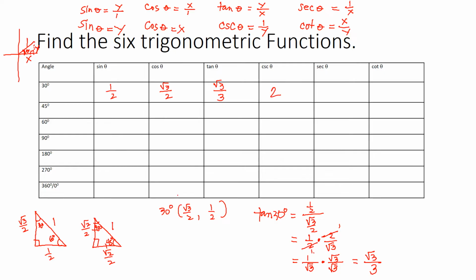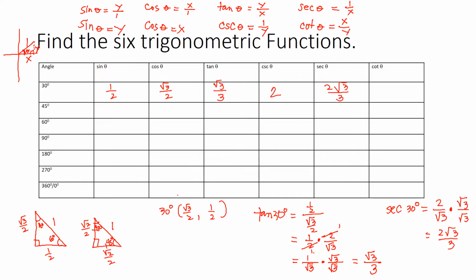Going to the secant, we have the inverse of the cosine theta. If cosine theta is square root of 3 over 2, our secant theta, or secant 30 degrees, will be 2 over square root of 3. Since this has a square root of 3, we rationalize that one again. This is now 2 square root of 3 over square root of 9, or simply 3. So we have that.